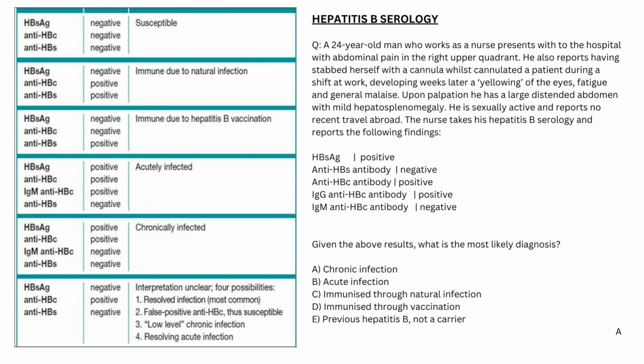Okay, so the fact that the nurse has stabbed himself with a cannula suggests some kind of transmission of bodily fluids via a needle, such as blood. He also shows other non-specific signs of hepatitis B, such as the jaundice, the yellowing of the eyes, the malaise, the fatigue. He's sexually active, which is another mode of transmission of hepatitis B, and the fact that he hasn't reportedly travelled abroad recently would rule out other types of hepatitis, such as hepatitis A. So now let's have a look at the serology.